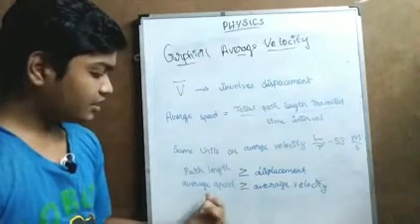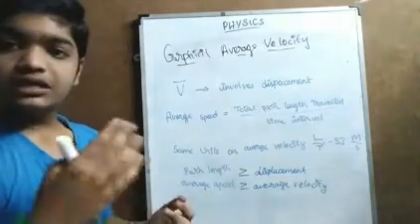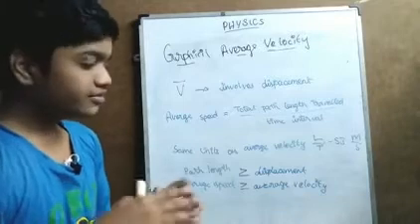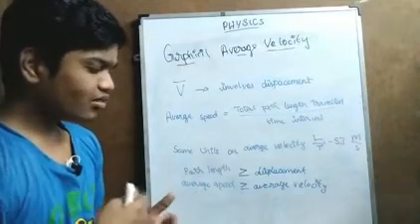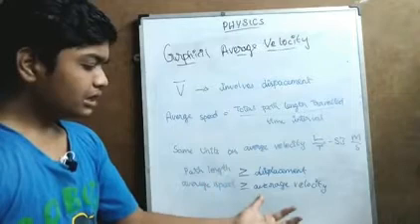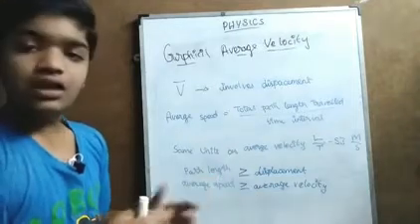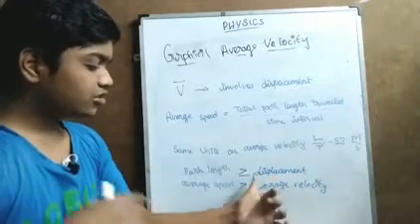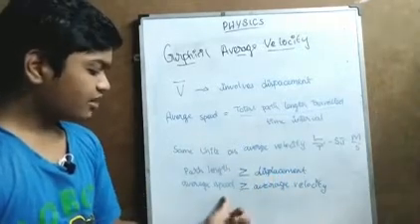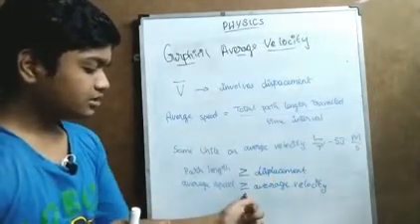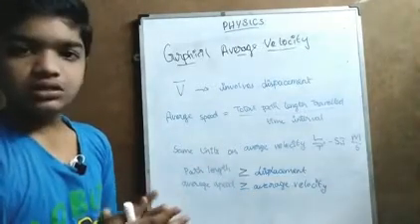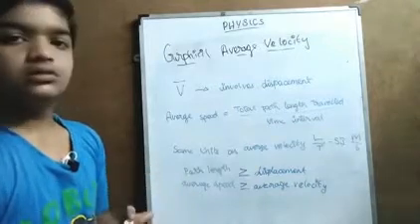When we compare in average velocity, it is x2 minus x1, which will be negative or 0. So the path length is greater than or equal to displacement. The average speed is greater than or equal to average velocity. This is about the average velocity.